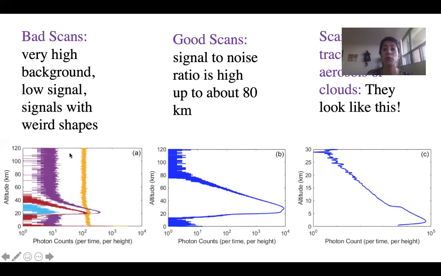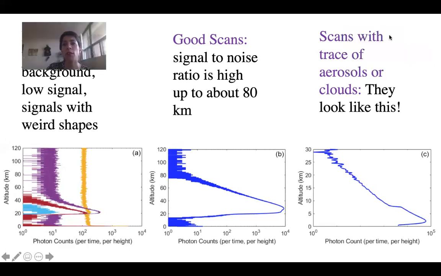Sometimes we see many of these bad scans, and that can happen because we have some light pollution, or the level of the laser drops a lot. We also can have scans with traces of aerosols and clouds. They are not necessarily bad. Actually, they are good scans, but they show the atmosphere in a non-clear condition, for example with clouds in the atmosphere.